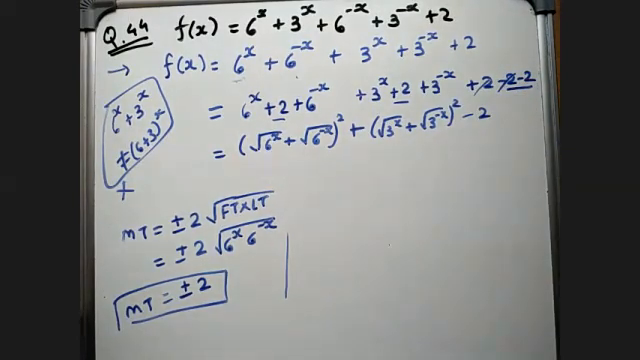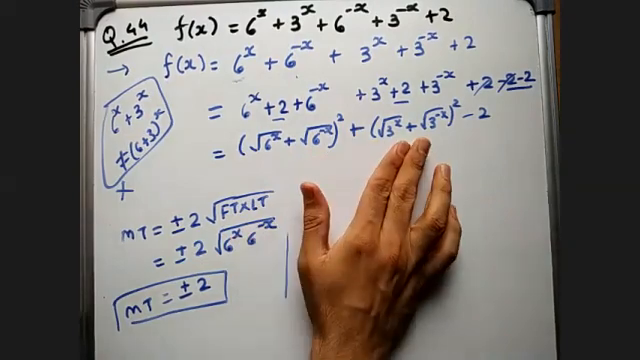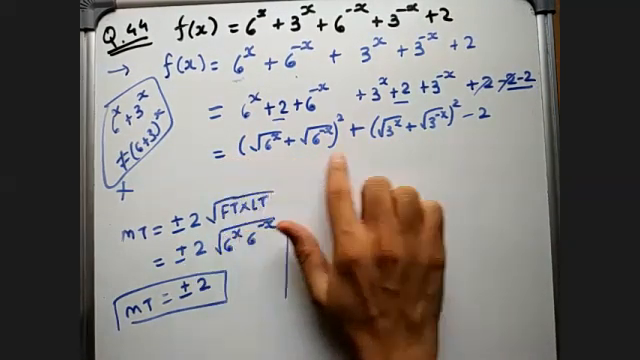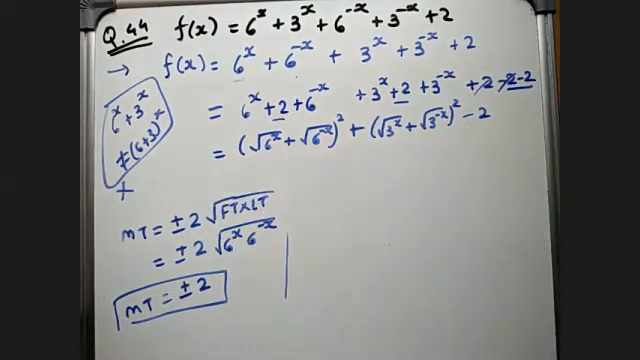So again, this is greater than or equal to 0. This is greater than or equal to 0. So this whole term should be greater than or equal to minus 2. So your range should be from minus 2 to infinity in question number 44. But if you observe your options, minus 2 to infinity is not given. So here we have another option as well.